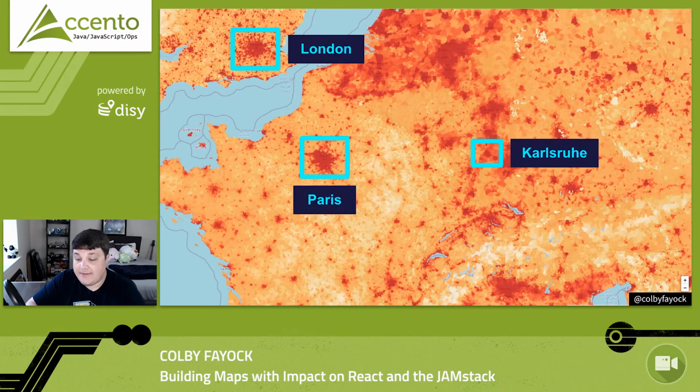Here we have an image overlay of the 2020 population density on top of OpenStreetMap. We're showing Europe, where on the right you can see Karlsruhe, and you can see Paris and London on the left. This is another example of some of the imagery NASA provides.